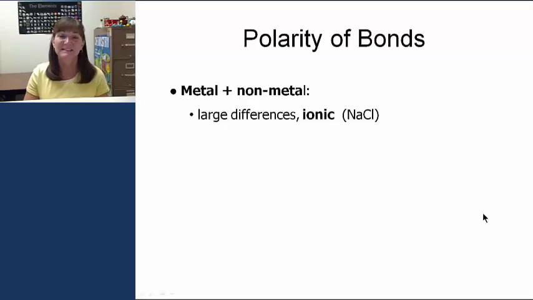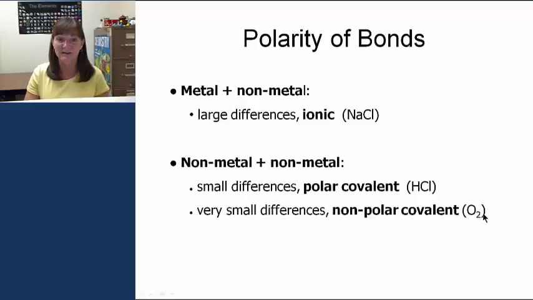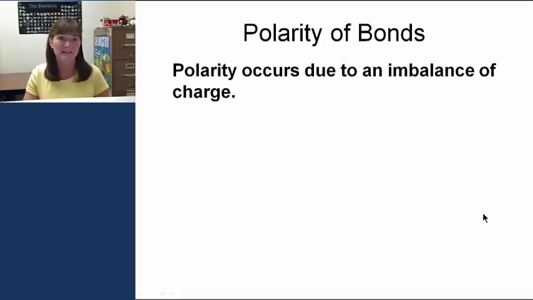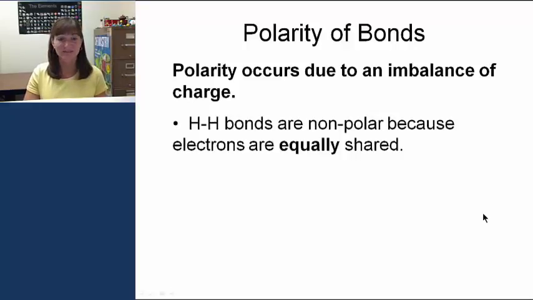So if it's a metal and a non-metal, the electronegativity difference is going to be very large. That's going to lead us to an ionic bond. If we're talking about a non-metal to a non-metal, then the differences are smaller. If it's a small difference, it's a polar covalent, and if it's a very small difference, 0 to 0.4, then it's a non-polar covalent bond. So polarity occurs due to the imbalance of charge. This is kind of a summary here.